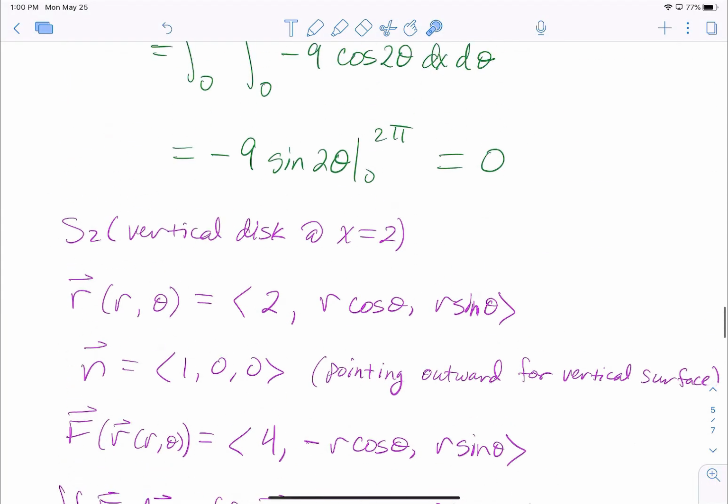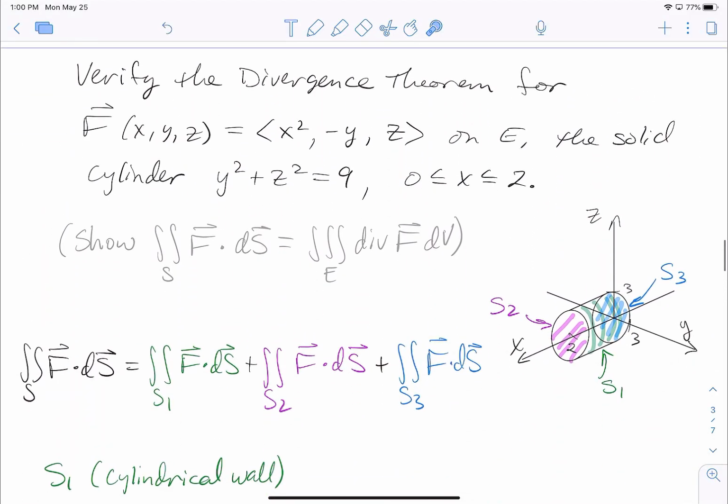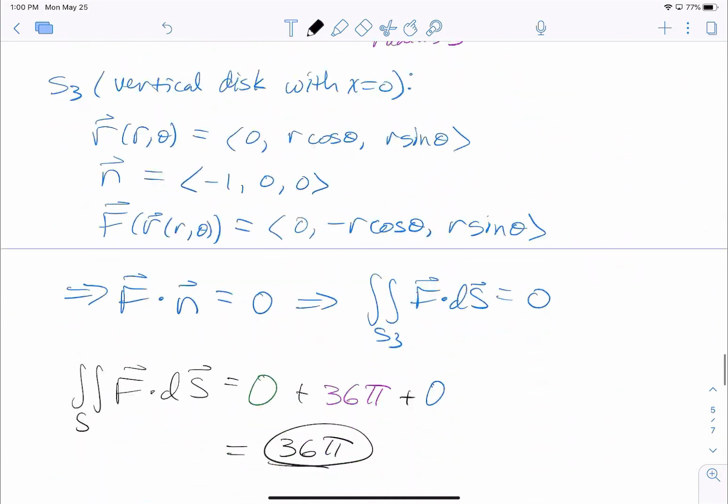Now, just when we thought we were done, folks, remember we are verifying the divergence theorem. We've only done the surface integral here. We're now going to do the triple integral over the divergence of f dV. And I believe I misspoke a moment ago. It's the triple integral over E of the divergence of f dV.